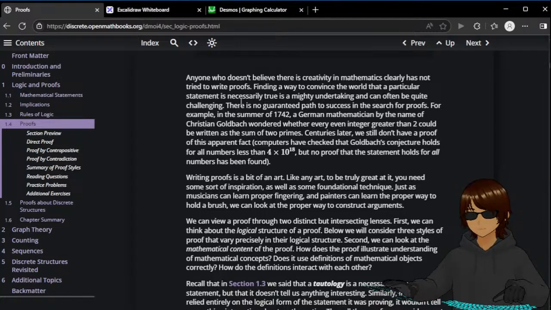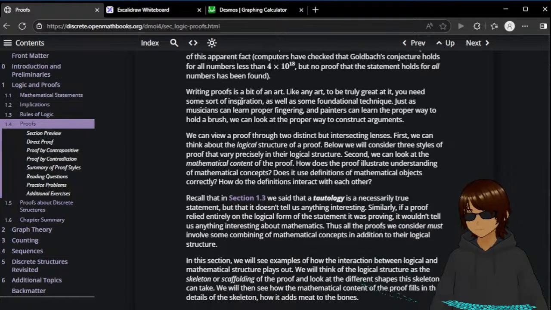For example, in the summer of 1742, a German mathematician by the name of Christian Goldbach wondered whether every integer greater than 2 could be written as a sum of two primes. Centuries later, we still don't have a proof for this apparent fact. Writing proofs is a bit of an art. Like any art, to be truly great at it, you need some sort of inspiration, as well as some foundational technique.